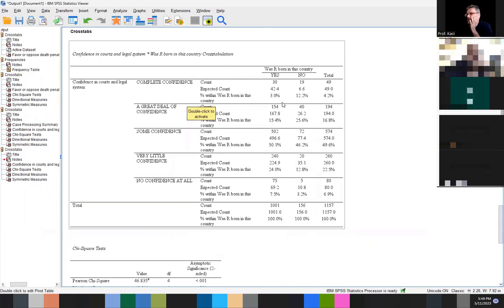So let's look at these differences here. Among those who were born in this country, right? 3% have complete confidence in courts and legal system. 50% some confidence, 24% very little confidence, and 7.5% no confidence at all. This is crazy. 15% have a great deal of confidence. So only 3% have complete confidence compared to 12.2% who have complete confidence among those who are not born in this country.